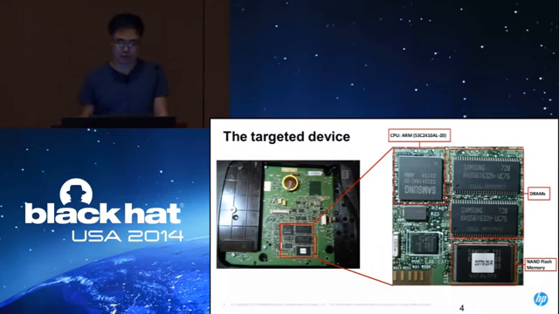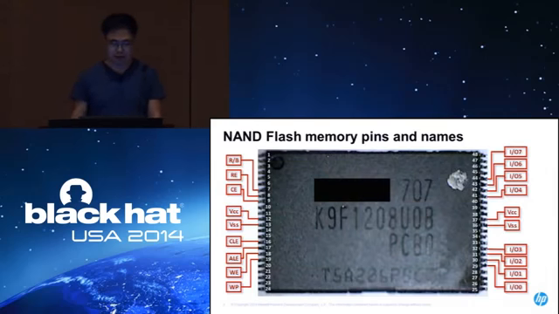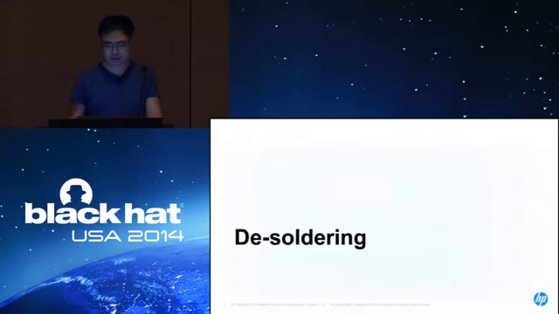So you can just look up the model number on the internet, and you can easily find the data sheet. And if you look up the data sheet, you can find the specification. On the right side, the pins are for 8-bit data I/O, and the left side is for control. And the first step, when you are using the NAND flash memory reverse engineering method, is actually desoldering.